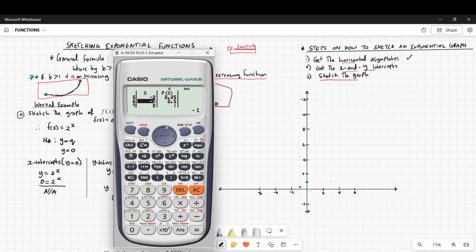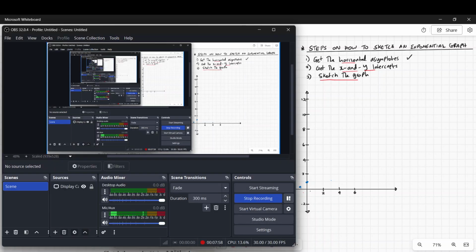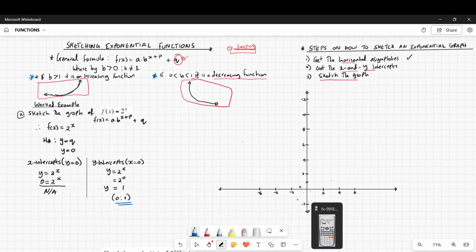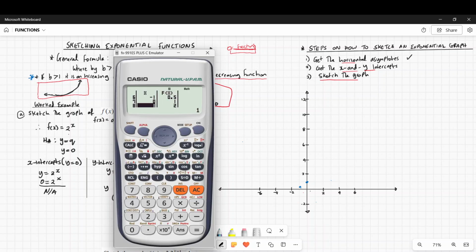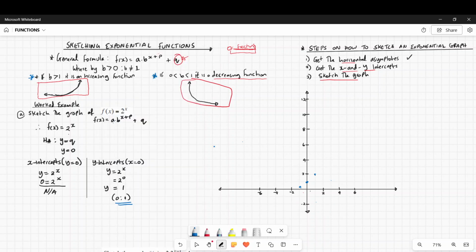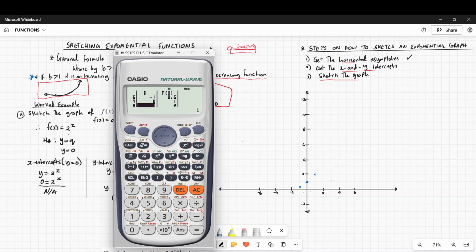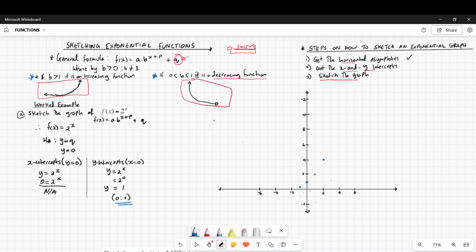Now take this back. So now, as you can see, 2 to the power of 1 is actually 2. So right here we got that. Now let's take our calculator again, and we know 2 squared is 4. So when x is 2, y will be what? y will be 4. So we got that right here, right? So now you can see how the shape should look, right?